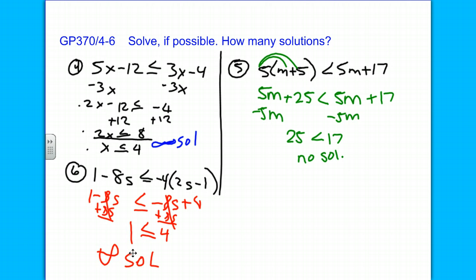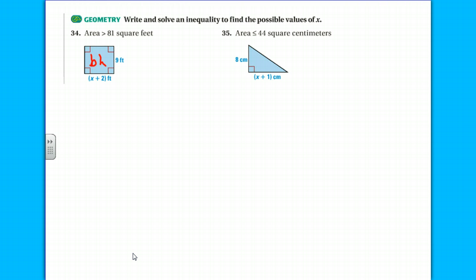Okay, I want to add one problem that sometimes creates problems when people are starting their assignment. It's: write and solve an inequality to find the values for x. Okay, so let's look at this. This may show up on your homework, but it's a good thing to have in your notes. We're just going to do 34, so you have a little jump start on it.